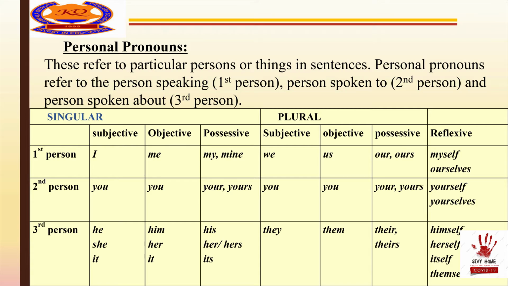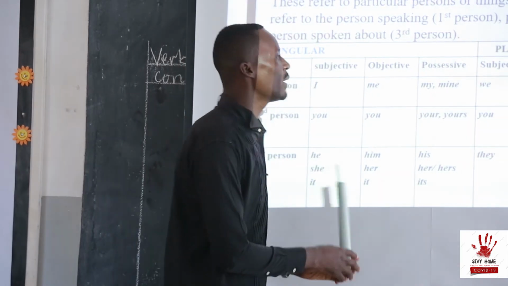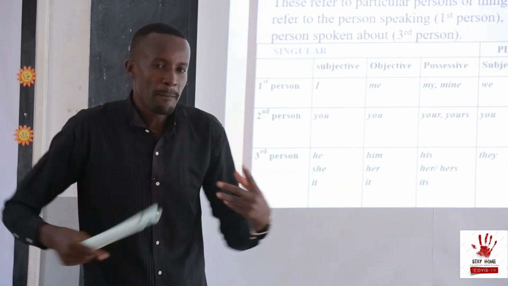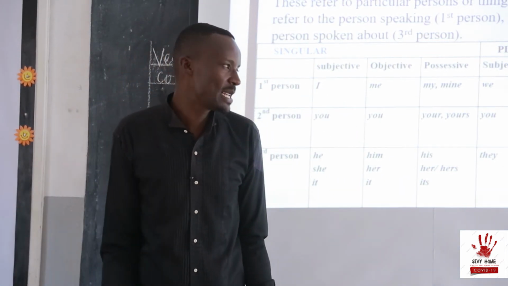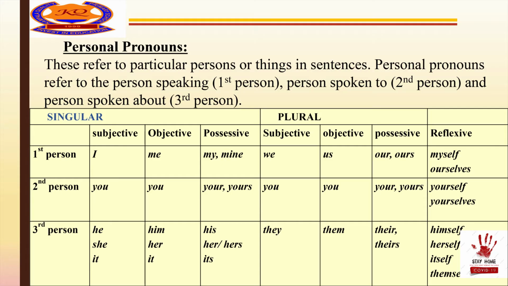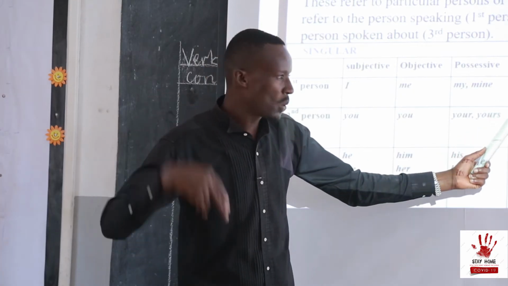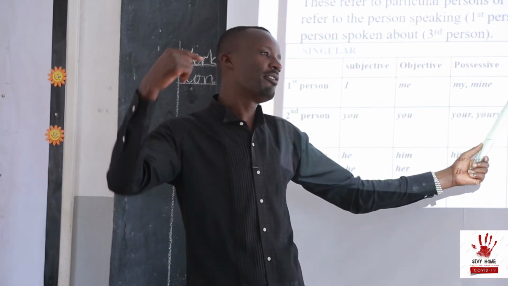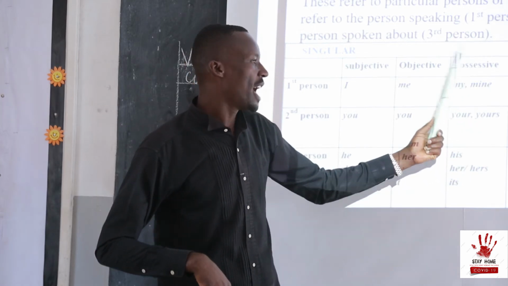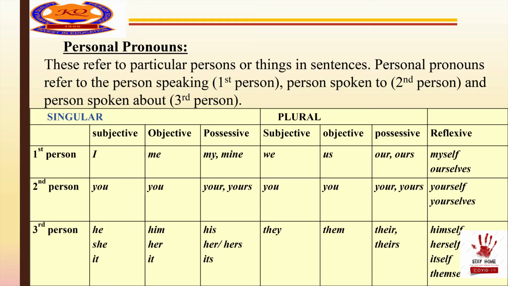Then, this is the singular. When you go to plural, I am one. But we can be many, speaking as a group. If we are many speaking as a group, we shall say we. So we is a plural. Okay? We is the plural form of the first person pronoun. And then the objective form is us.